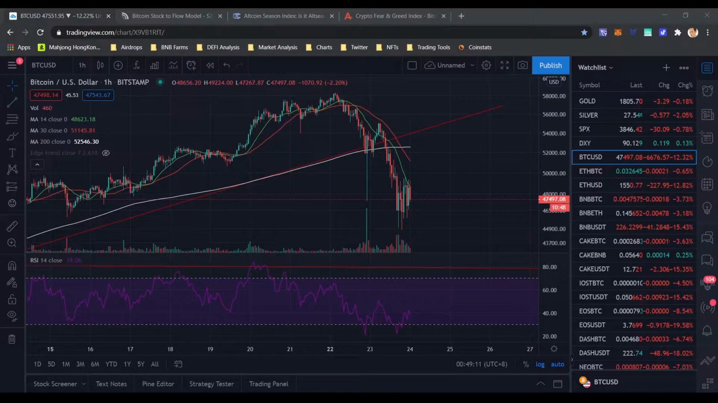Today we're going to be looking at what I think are some of the most important and relevant charts and indicators in Bitcoin.